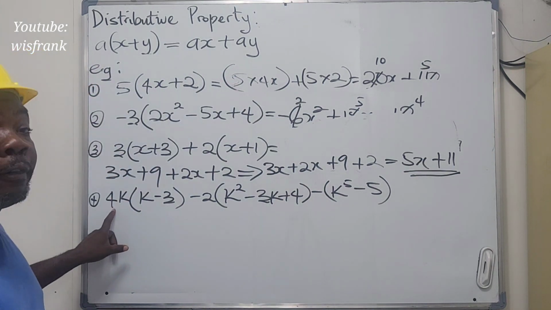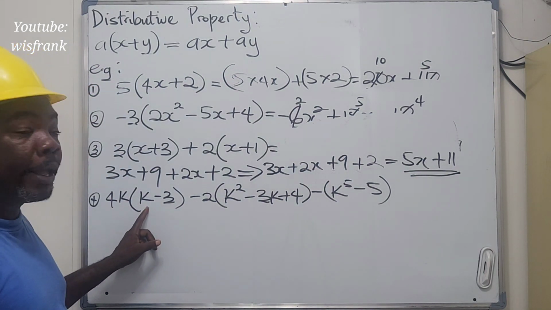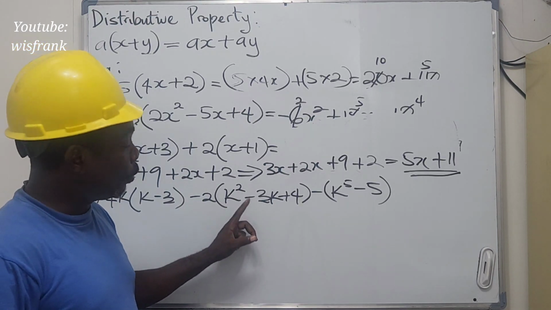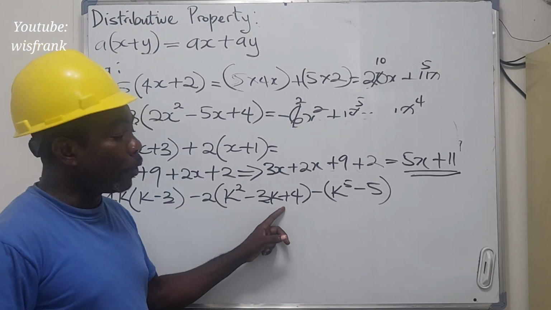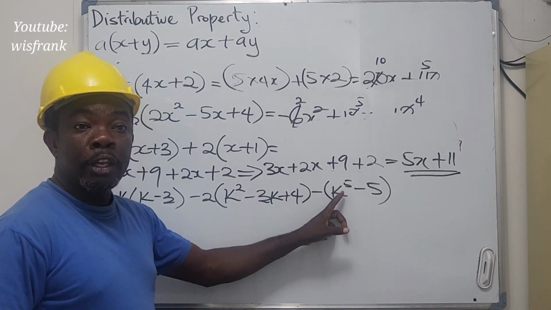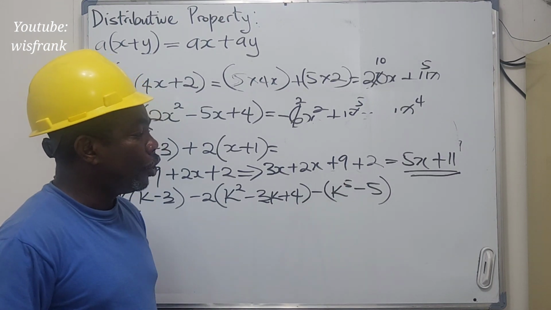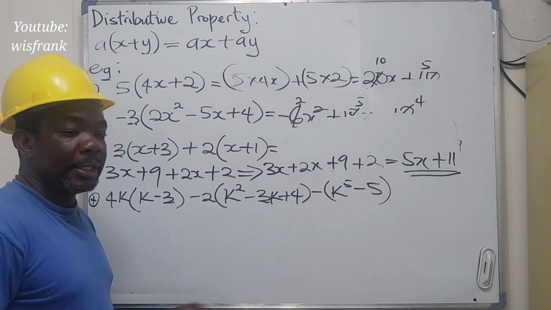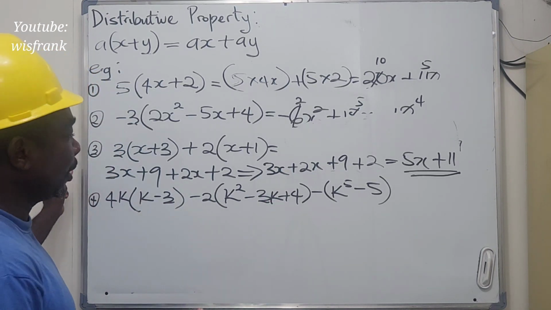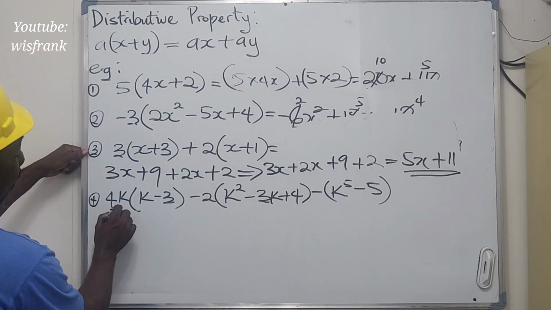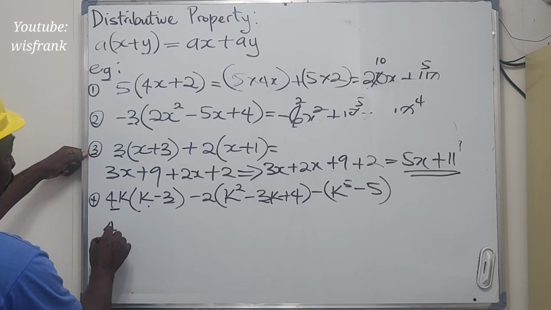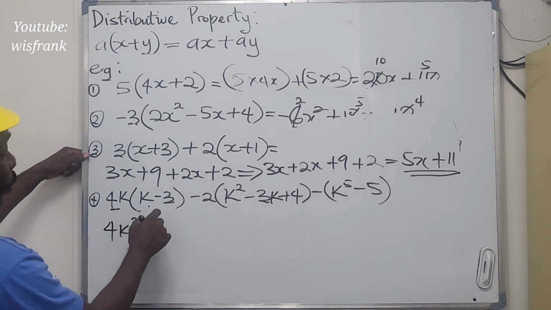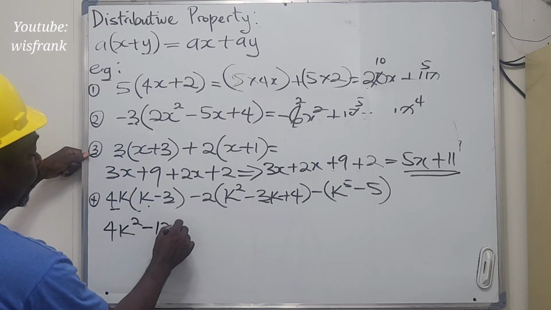So the next one we have 4k into k minus 3 minus 2 into k to the power of 2 minus 3k plus 4 minus k to the power of 5 minus 5. So what we are going to do is first of all expand these parentheses through the distributive property method. So here 4k times k will give us 4k to the power of 2. 4k times minus 3 will give us minus 12k.